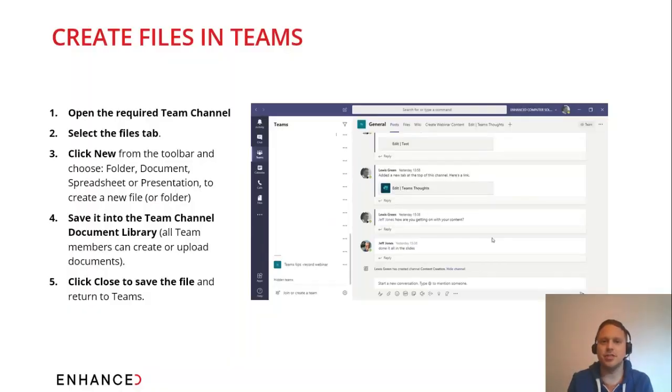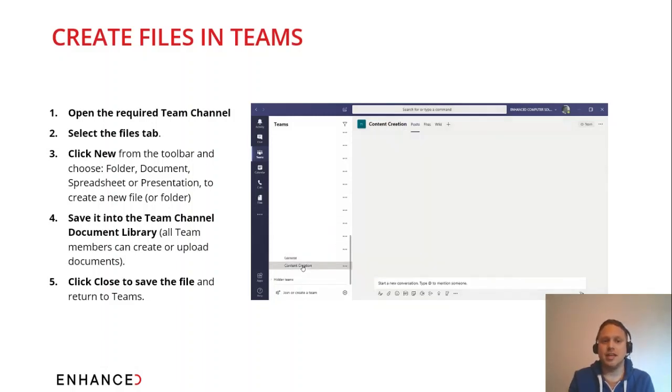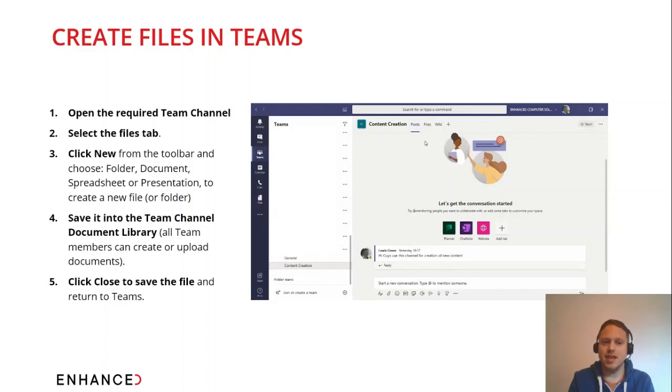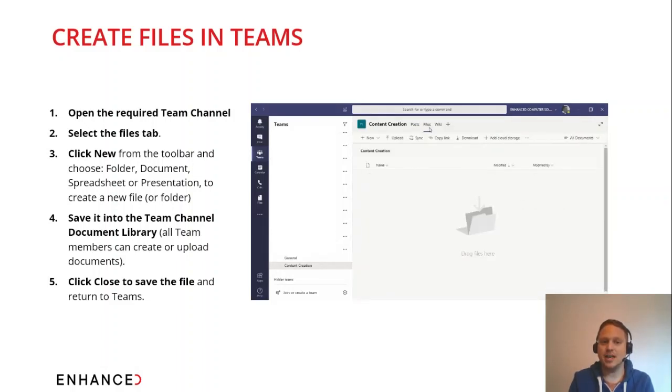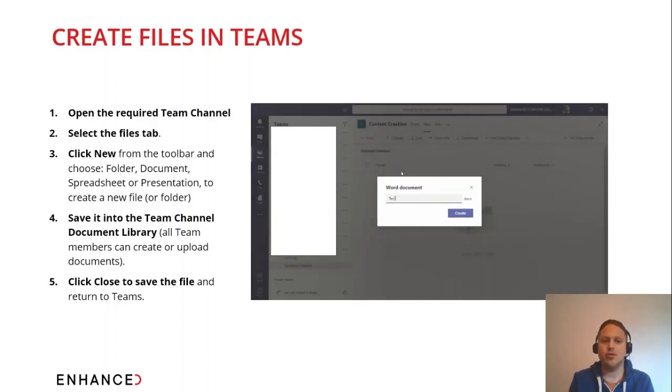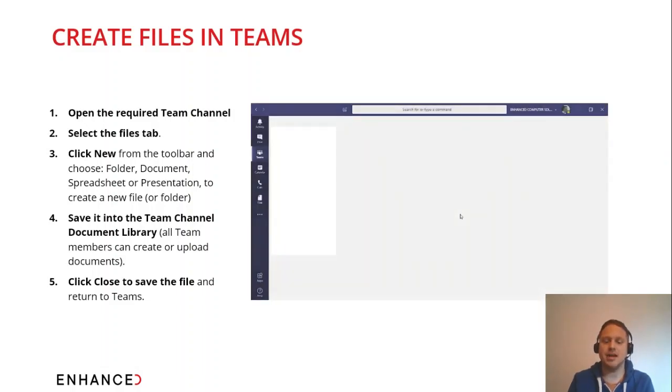Microsoft are looking for users to utilize Teams for most of their day-to-day activity. Therefore, the ability to create documents is very important. To do this, you need to go into your team channel. You can then select the Files tab. From there, we can click New from the toolbar and then choose to create a new folder, document, whatever is required. At this point, we can save that into the Teams channel. This will then load up the native Teams application for that particular file type. And at this point, we could also look to open that in the desktop application if preferred.